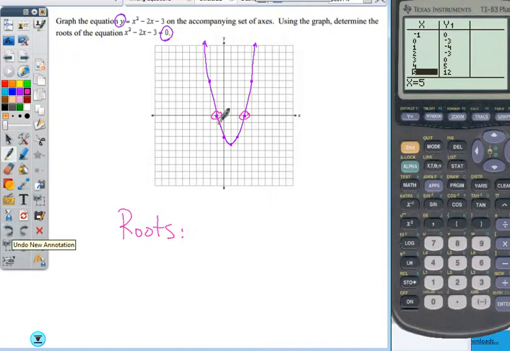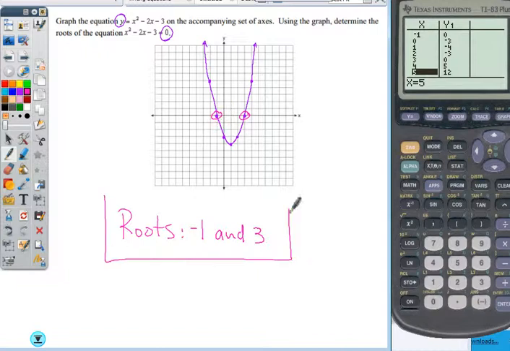The roots are the x values of these 2 points. So the roots of this equation are negative 1, and 3. 1, 2, 3, and negative 1. Those are your roots. That's what you're going to write to get full credit.